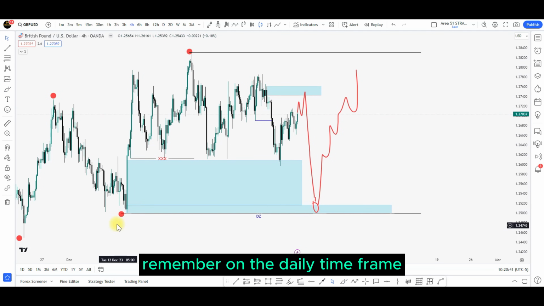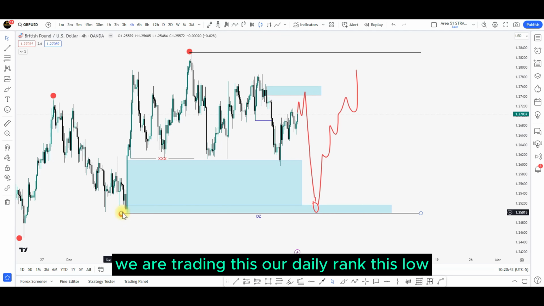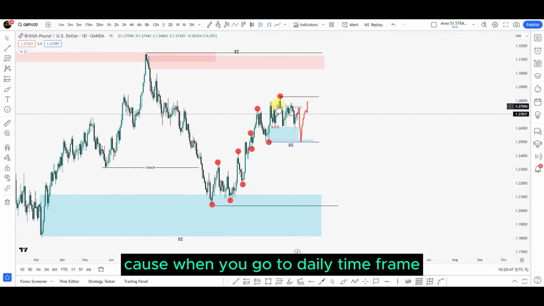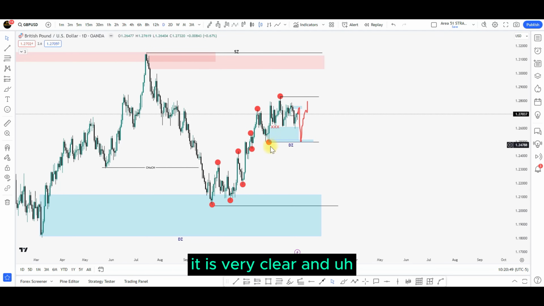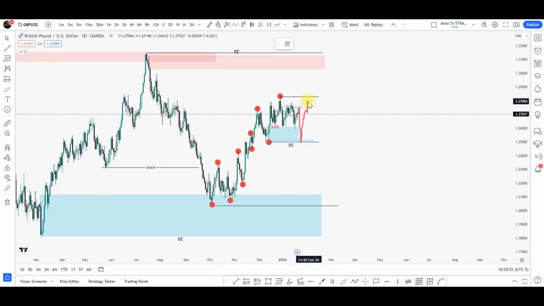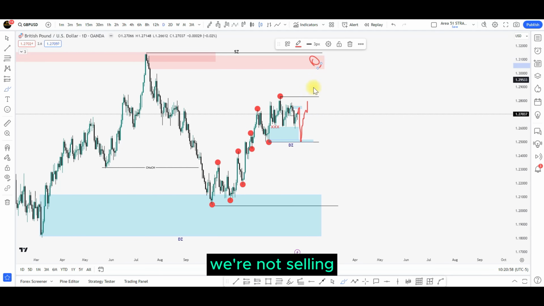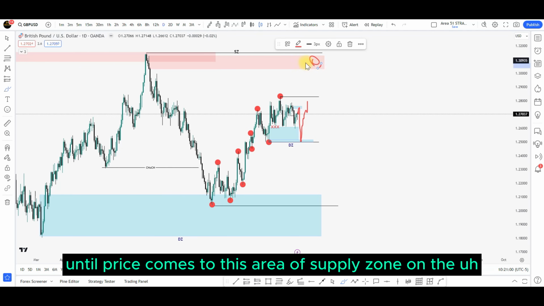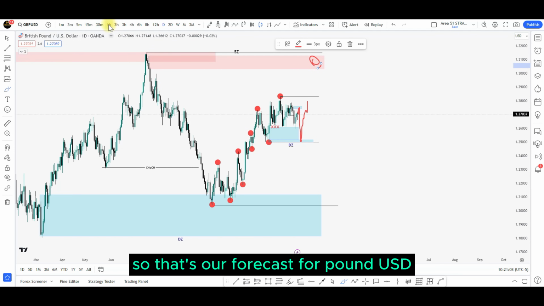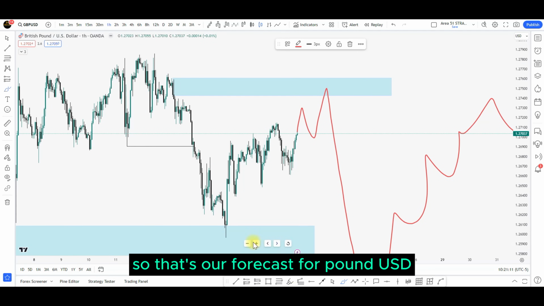Remember, on the daily time frame, we're trading our daily range, this low, and then this high. Because when you go to the daily time frame, it is very clear, and you can see it until the price reaches this area, we're not selling. We're looking for a buy position until the price comes to this area of supply zone on the weekly time frame. All right, so that's our forecast for pound USD.